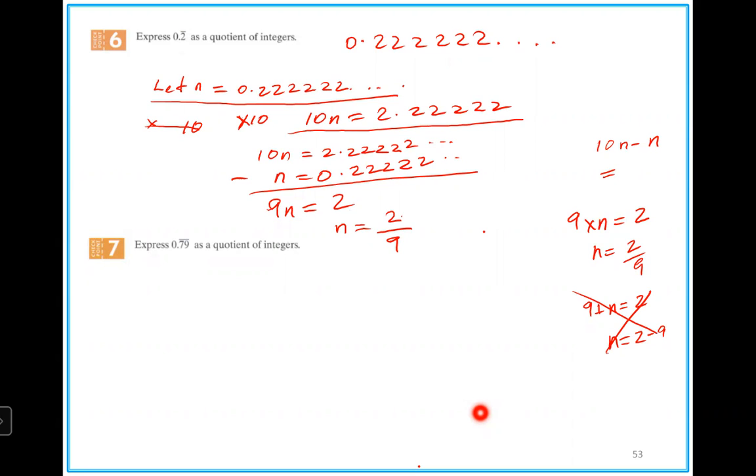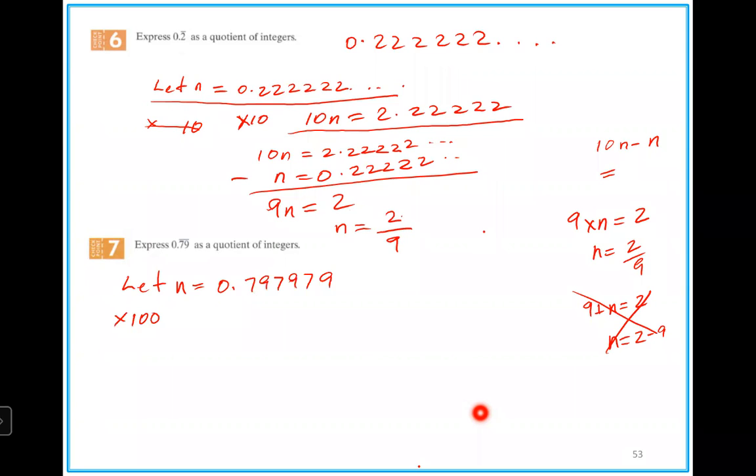What different thing will we have to do for checkpoint 7 that we didn't do for checkpoint 6? Use 100. Okay, we're going to use 100. So we're going to start off by saying let n equals, how are we going to expand this one now? 0.797979. We could do that a couple times. All right, so the next step would be to multiply by 100.